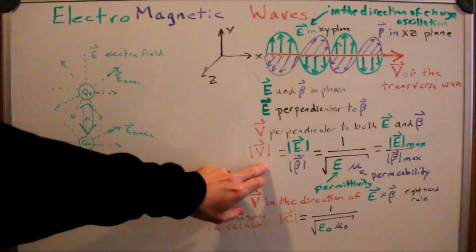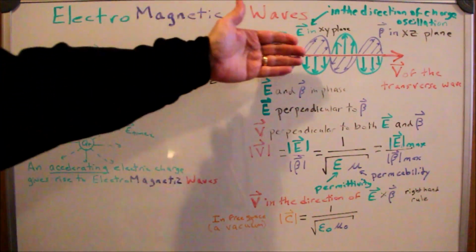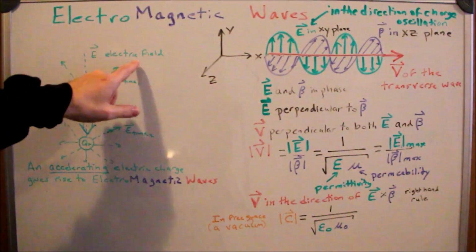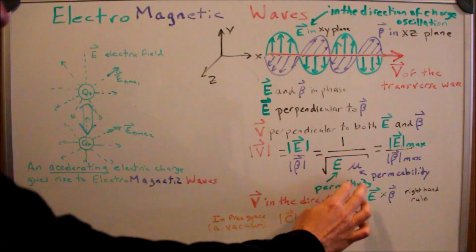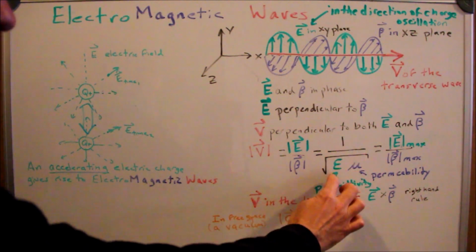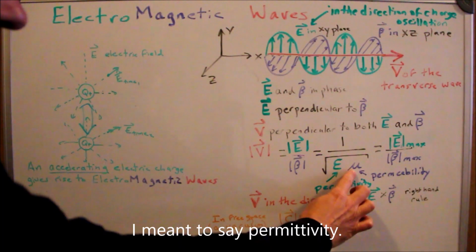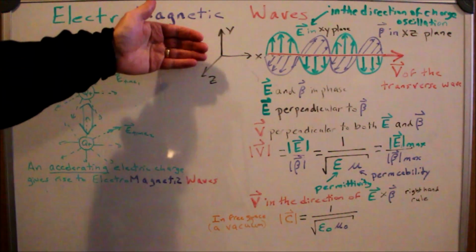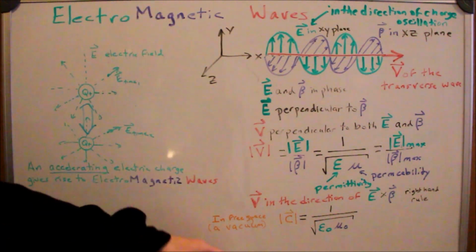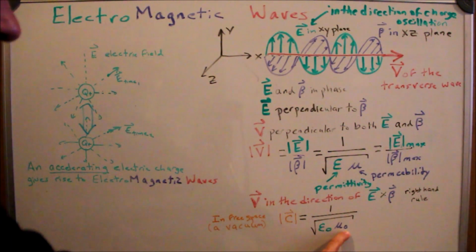And then Mr. Maxwell showed us that, as you'd expect, the velocity of this electromagnetic wave is related to the electric field and the magnetic field. Therefore it makes sense that it's related to 1 over the square root of the permittivity of whatever material it is going through times the permeability of whatever material it is going through. In the case where it's going through free space or a vacuum, this would be the permittivity of free space and the permeability of free space.